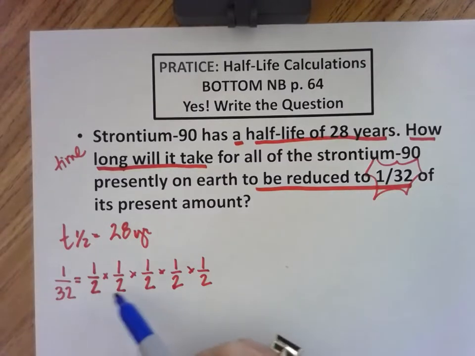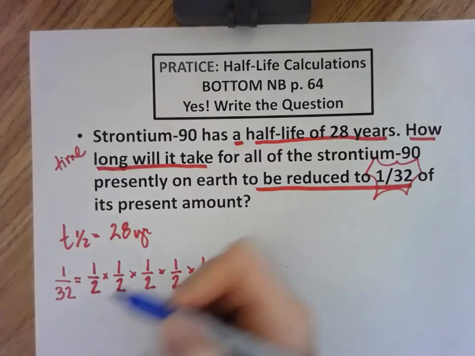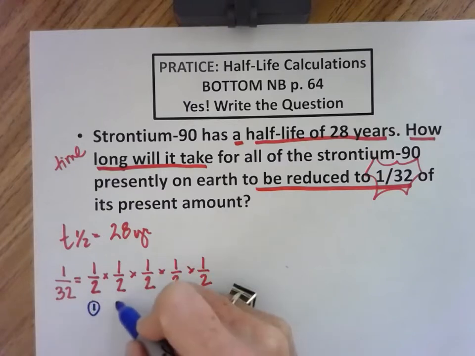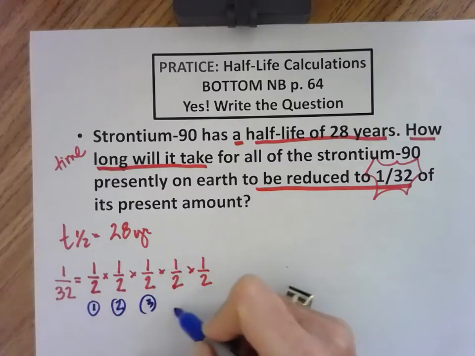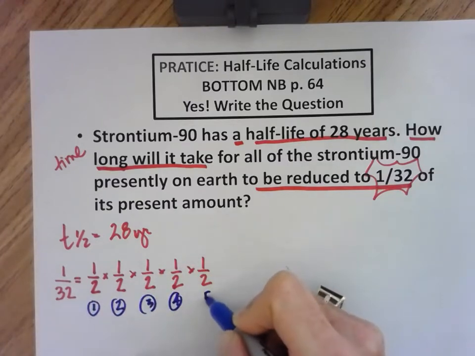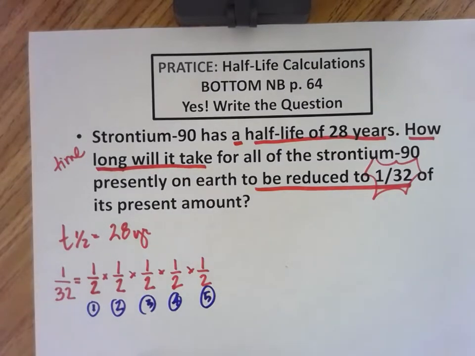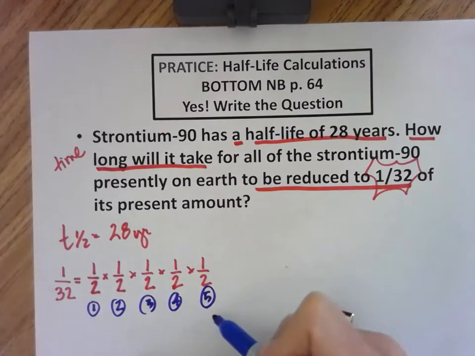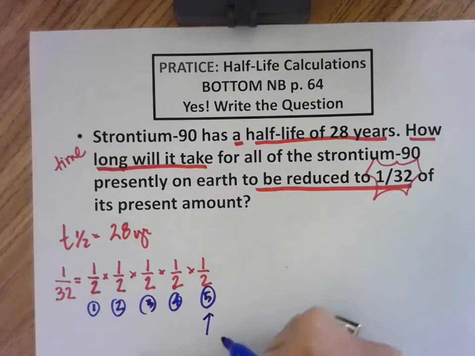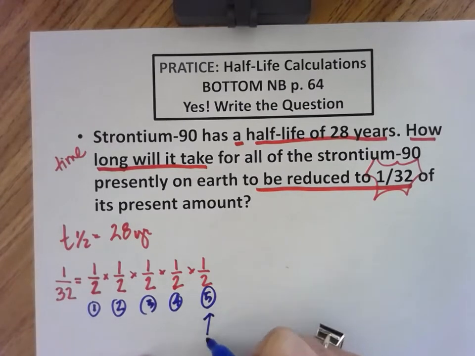These represent half-lives. I'm going to just count them up. I have 1, 2, 3, 4, 5. So in order for this much of the radioactive isotope to be remaining, that fraction of it, 5 half-lives have passed. All right. This represents 5 half-lives. I guess I should write that down.